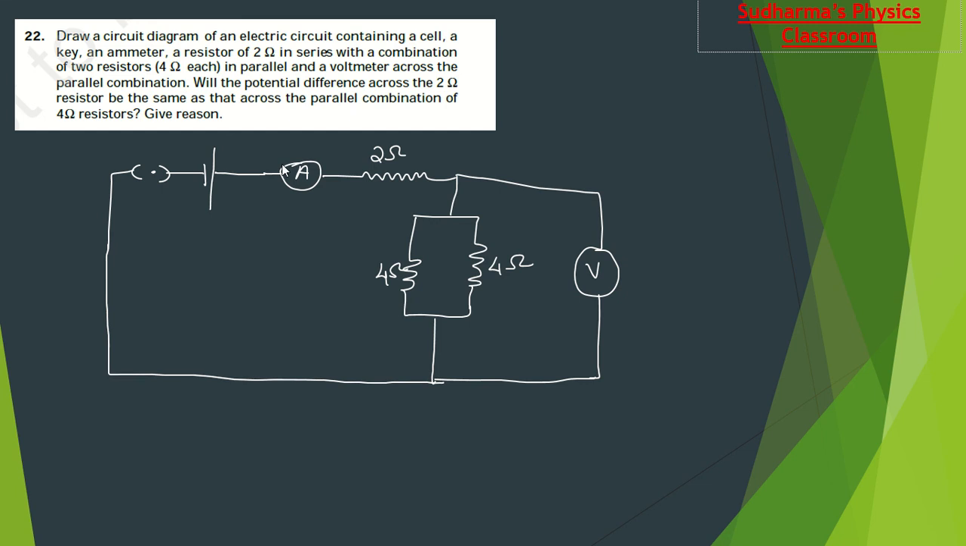Now we have to check the polarities. This is positive. From the other side we have the negative polarity. Here we have positive and here we have negative. Current flows from positive to negative, so this is the direction of current.